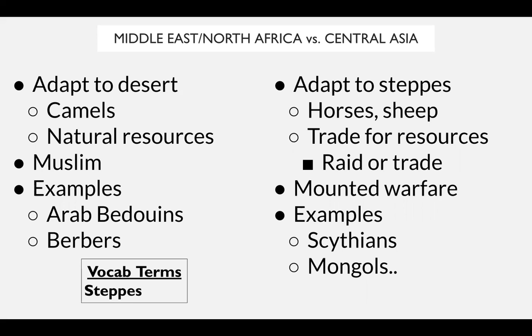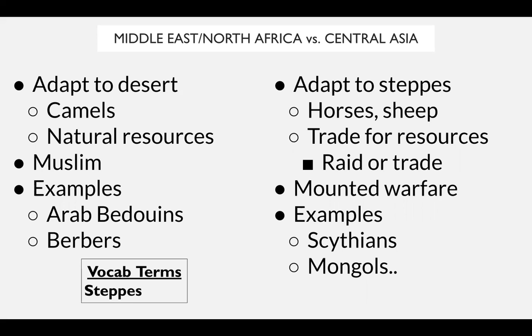And as a result of the lack of settling down, these nomadic societies, both in the Middle East and North Africa and Central Asia, are going to have to trade for resources. They're going to have to engage in either raiding, which will be more frequent among nomadic communities in Central Asia, but also trade as well.